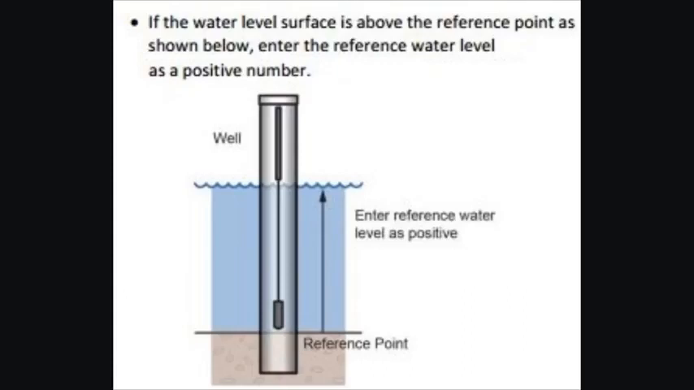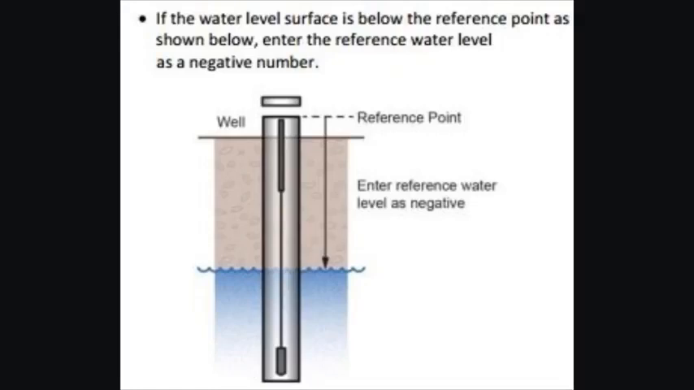A note on measuring reference water levels. Basically, in this image, you can see that if you are referencing a point below the water level surface, in other words, if the water level surface is above the reference point, you enter the reference water level as a positive number in your data assistant. If the water level surface is below the reference point, like here where we're referencing the top of a well, you enter the reference water level in your data assistant as a negative number.